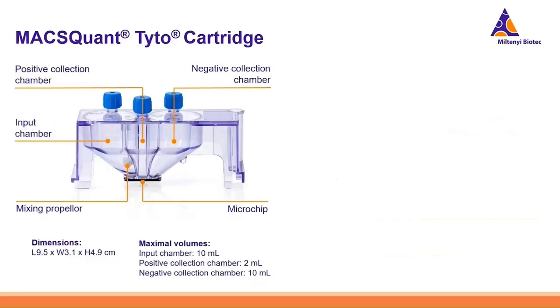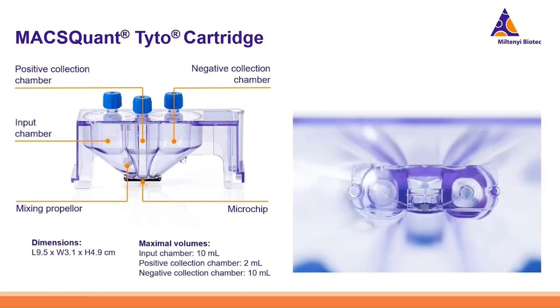So let's have a closer look at the cartridge. There is the input chamber where the cell product is coming into. Cells are kept in suspension with this mixing propeller, and the cells that are target cells are sorted into the positive collection chamber, and all of the other ones, they would go to the negative collection chamber. So as I said, there is no waste on the MACSQuantify. All the cells are kept in this cartridge. The real magic is happening then on the bottom in the microchip. And here is a microchip where the actual sorting process is happening. You can see how small this microchip actually is.